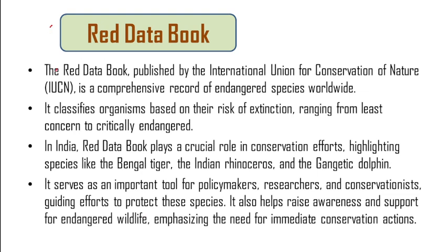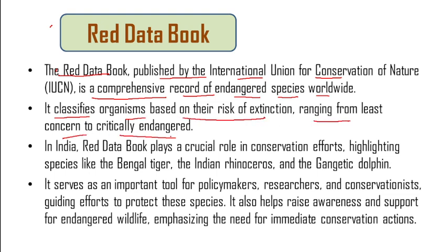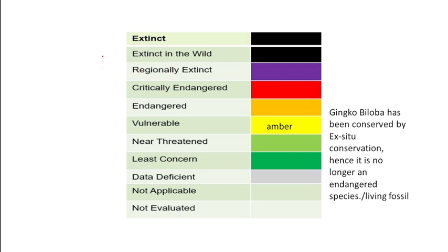Red Data Book. The Red Data Book was published by IUCN, the International Union for Conservation of Nature and Natural Resources. It's a comprehensive record of endangered species worldwide. It classifies organisms based on their risk of extinction, ranging from least concern to critically endangered. This way, the organisms are classified as extinct, extinct in the wild, regionally extinct, critically endangered. So all this data is available in the Red Data Book.